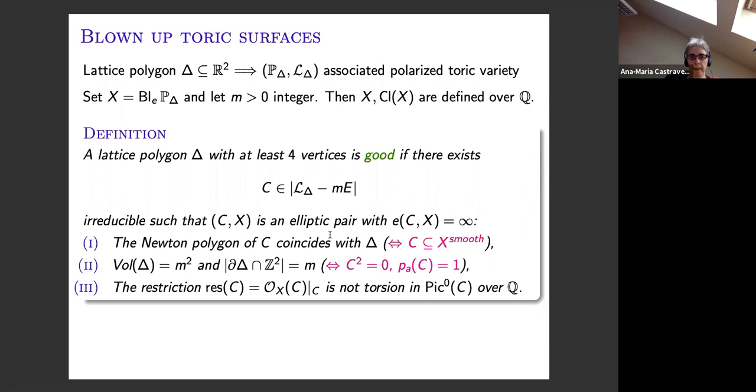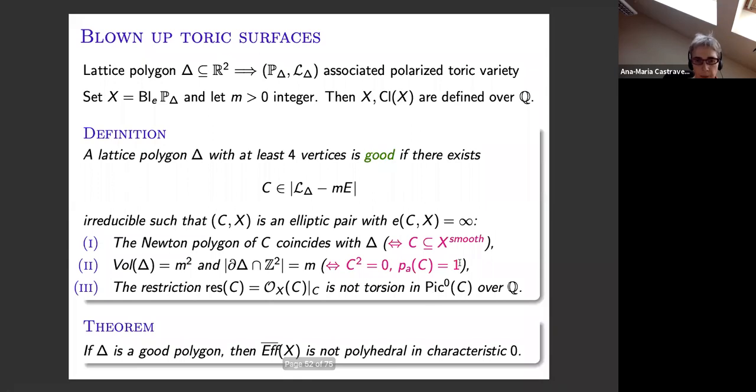That's equivalent to the Newton polygon of C coinciding with delta. And then the fact that the self-intersection is 0 is equivalent to the volume of this polygon, so the square of this L delta is equal to M squared. And then you can further see that having arithmetic genus 1 for this curve is equivalent to the number of lattice points on the boundary, on the edges of this polygon, summing up to M. And then we also want that when we restrict C to C on X, this is a non-torsion line bundle in Pic 0 of C when considered over Q.